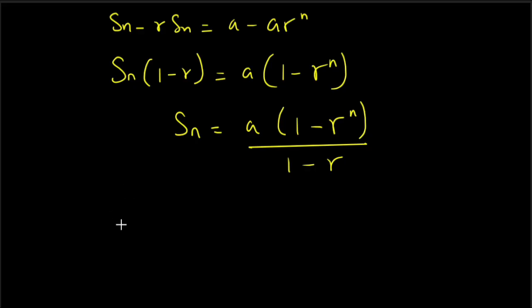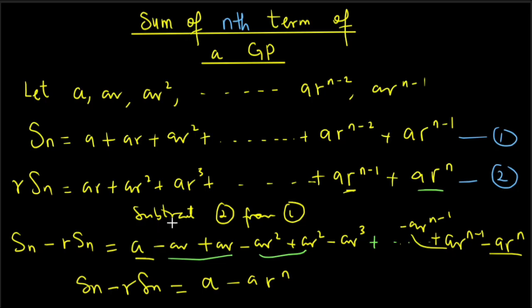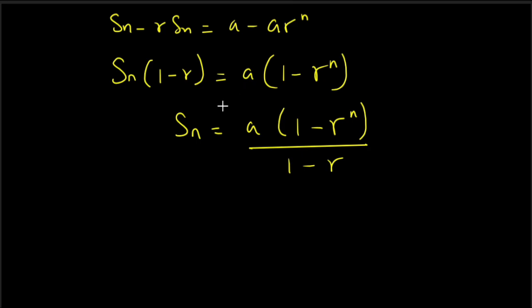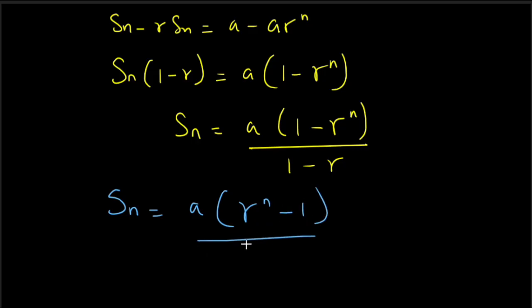Now this formula has another version. That is, if we had subtracted the other way around, that is, we had said subtract 1 from 2, our result would have been something like this. Sn would have been A into r raised to power n minus 1 over r minus 1. You can use either of those two in any given question.